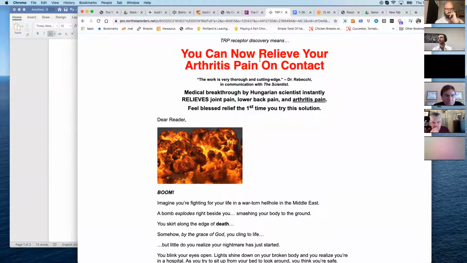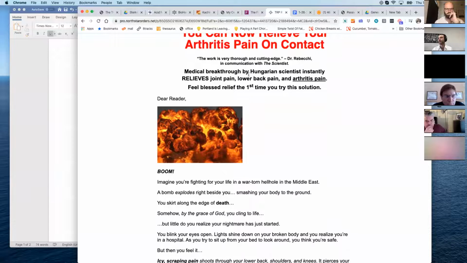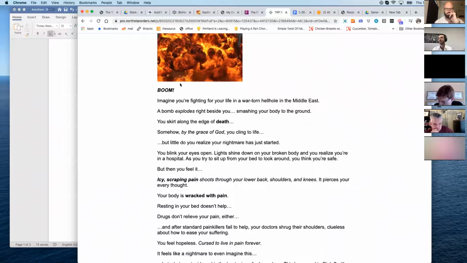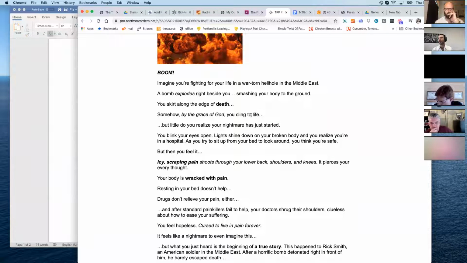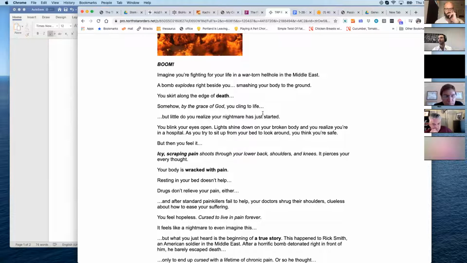You can now relieve your arthritis pain on contact. Medical breakthroughs by Hungarian scientists instantly relieves joint pain, lower back pain, and arthritis pain. Feel blessed relief the first time you try the solution. Dear reader, boom, imagine you're fighting for your life in a war-torn hellhole in the Middle East. Bomb explodes right beside you, smashing your body to the ground. You skirt along the edge of death. Somehow, by the grace of God, you cling to life, but little do you realize your nightmare has just started.